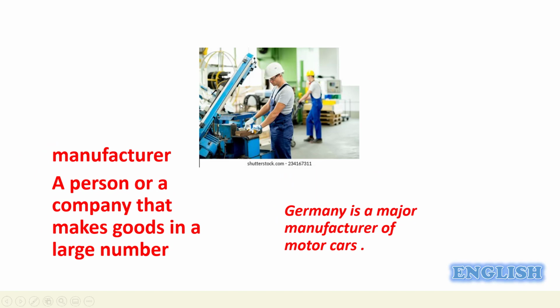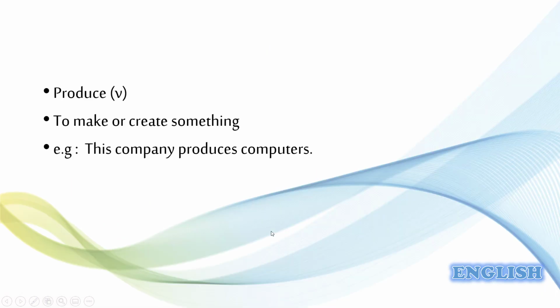Look at the picture. Manufacturer. A person or a company that makes goods in a large number. Germany is a major manufacturer of motor cars. Produce. Produce is a verb. To make or create something. For example, this company produces computers.